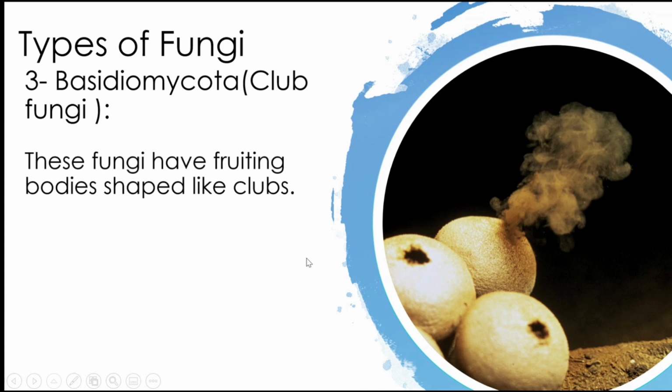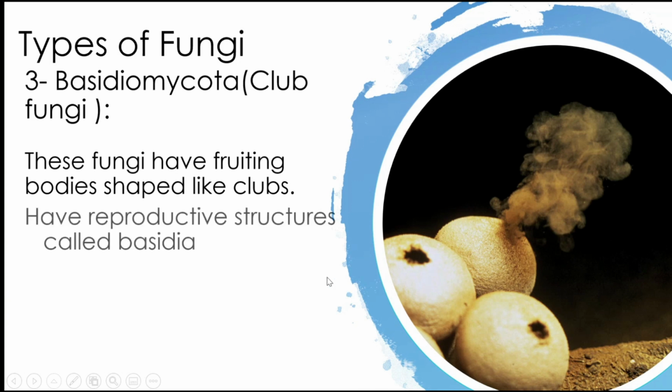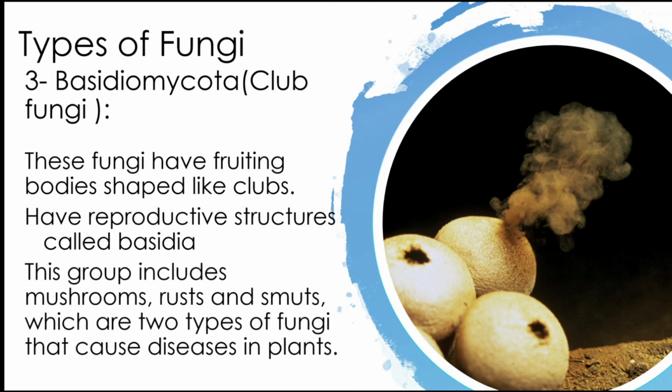Now we'll go for the Basidiomycota or the club fungi. These fungi have fruiting bodies shaped like clubs. They have reproductive structures that are known as basidia. This group includes mushrooms, rusts, and smuts, which are two types of fungi that cause disease in plants. This is the structure of an example of the Basidiomycota or club fungi.